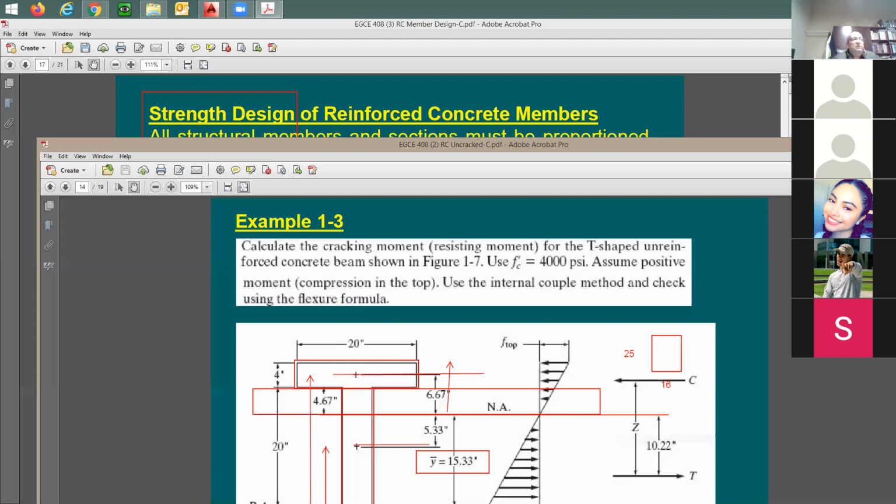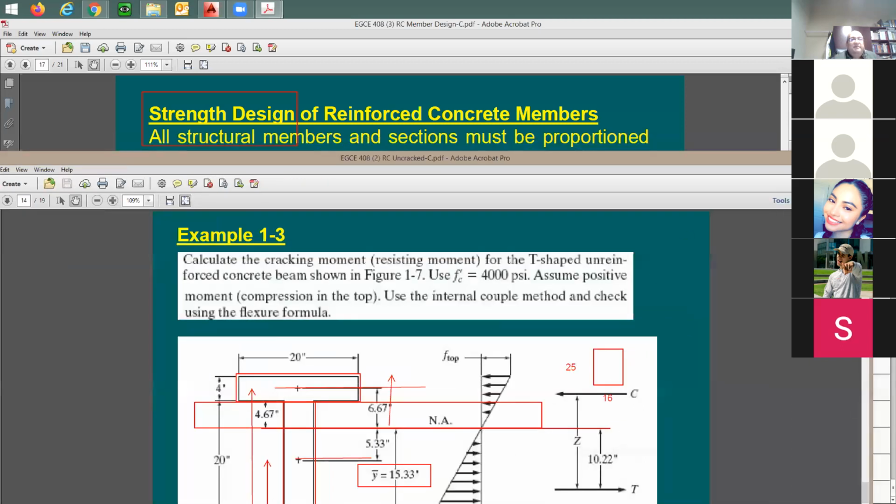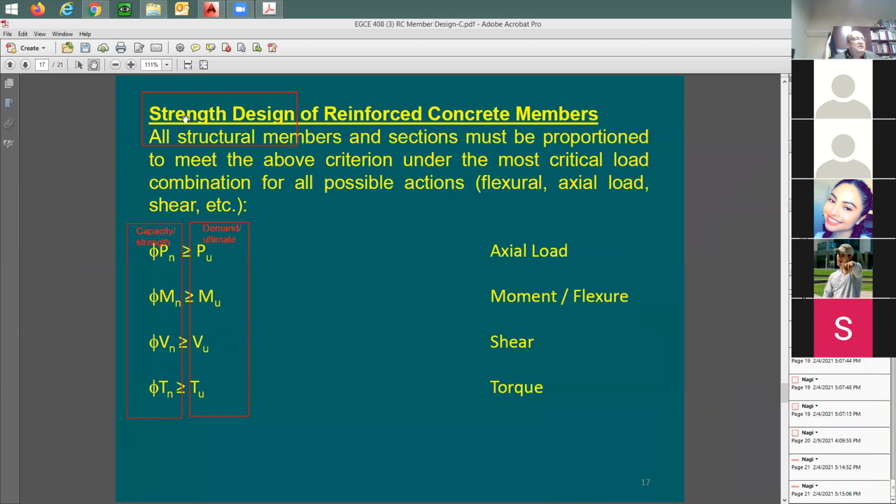All right, so here we are done with the uncracked section properties. Now, if you would like to do a beam design, you cannot do it with this. This is going to be for the beam design. You see this, it says design, strength design. The other one, we never called it design. It is only to know when it's going to crack, to study the performance of the beam, how it's going to perform.